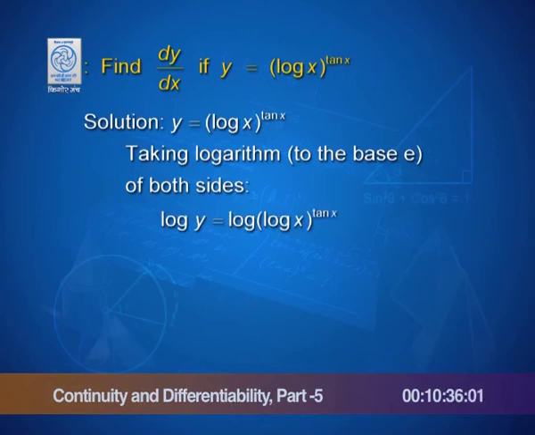So, I get log of y is equal to log of log x raised to the power tan x. This gets rewritten as tan x into log of log x. How?